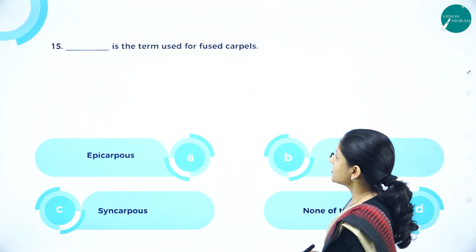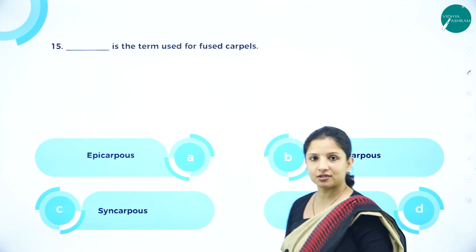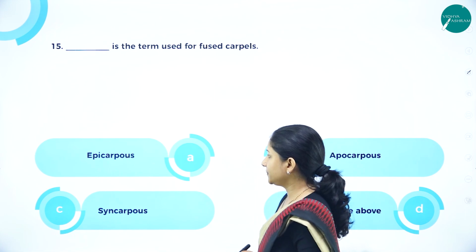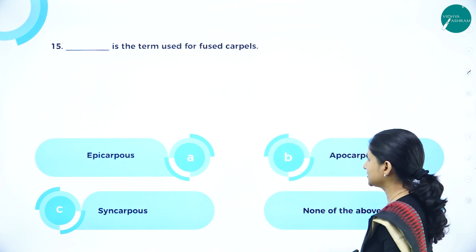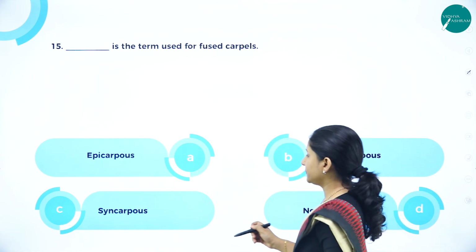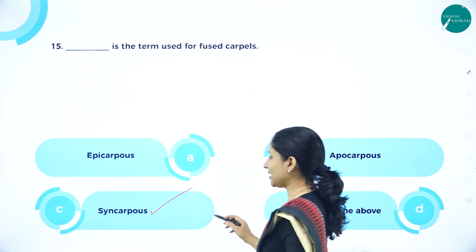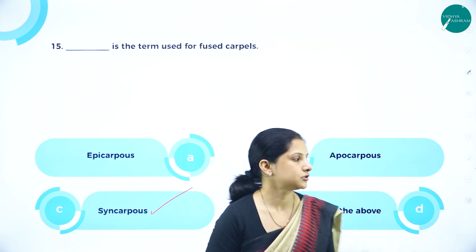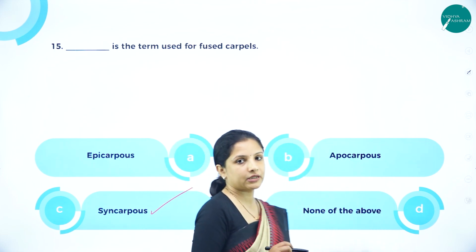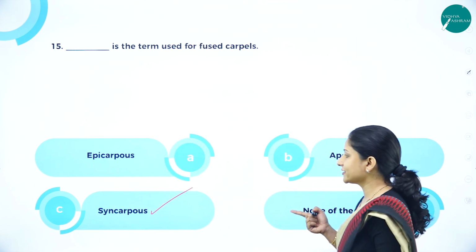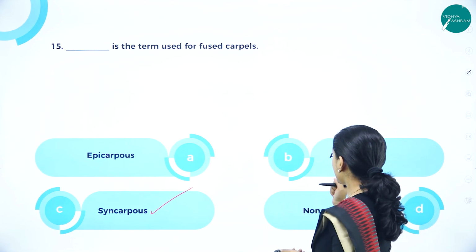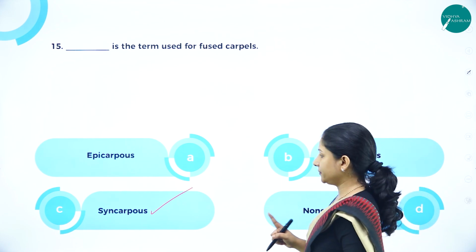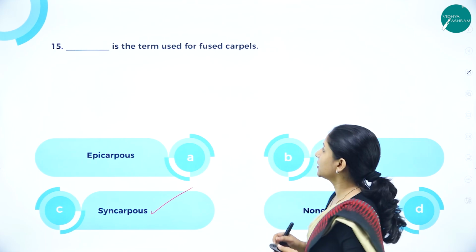Next question. Dash is the term used for fused carpels. Epicarpus, apocarpus, syncarpus. Syncarpus means fused carpels. Apocarpus means free carpels. Epicarpus, it's not there. So, none of the above is also not the right answer. The answer here is option C, syncarpus.